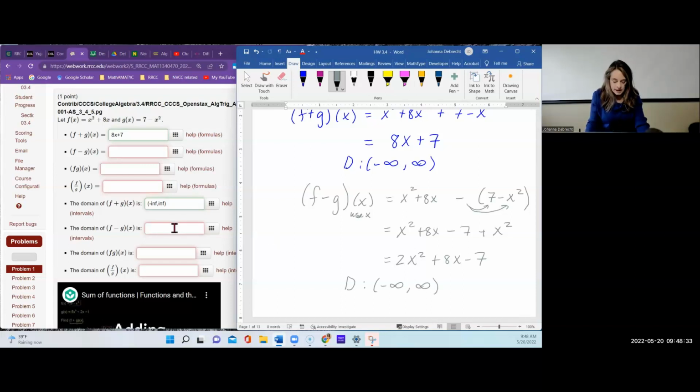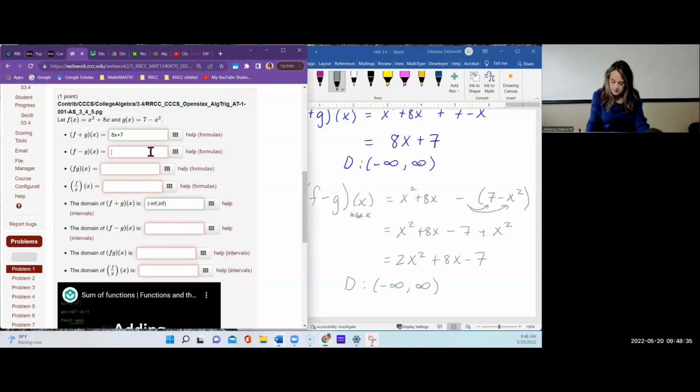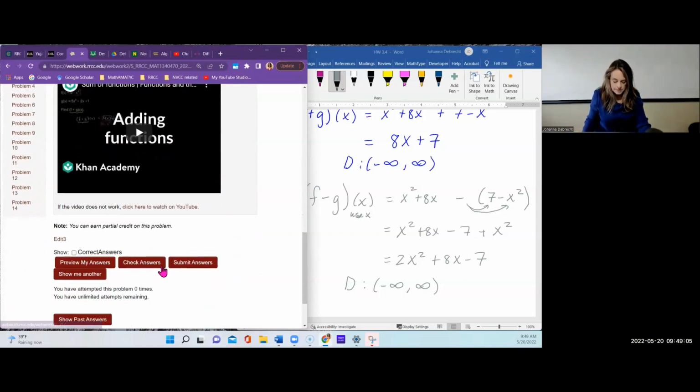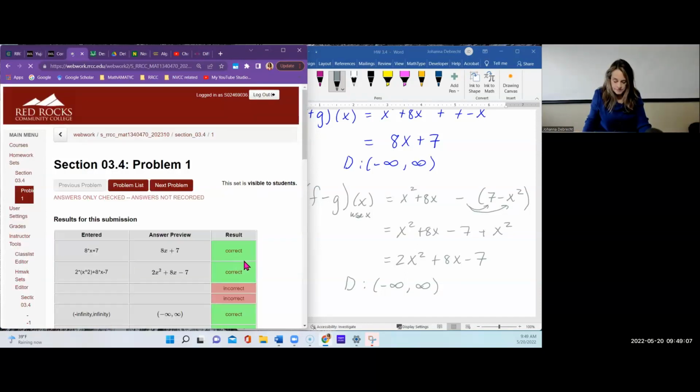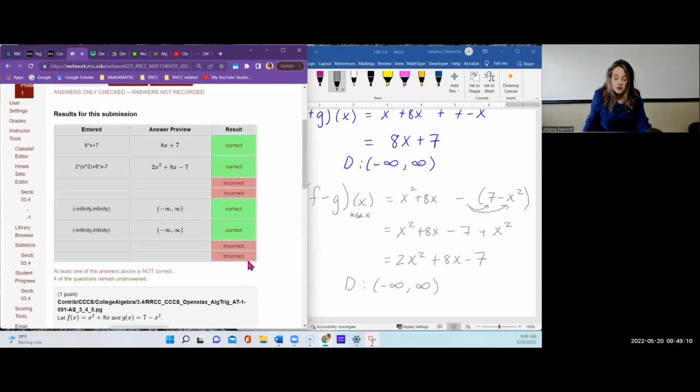Let's enter this in and see how we did on this part. Our function is 2x squared plus 8x minus 7. And our domain is the same as what we had previously, negative infinity to infinity, which I'll copy and paste below. Now let's check and see how we did. Two more green checks, so we know we're on track.